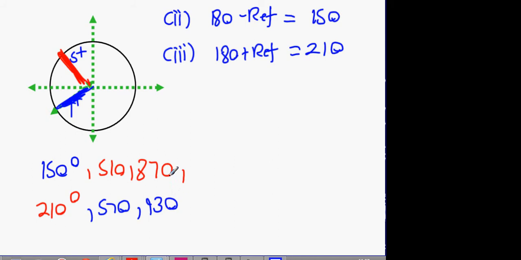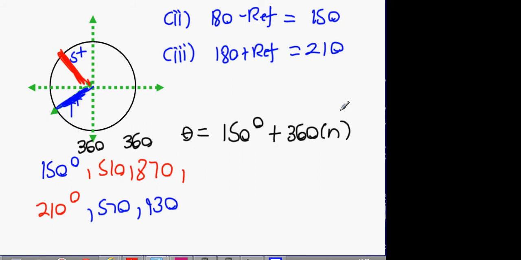So here's how we'd write it out in degrees mode. Are you listening? It's 150 degrees, and remember, there's a gap of 360 between each one. So theta is equal to 150 plus 360 times n. n represents the number of rotations. When n equals 1, it brings you to 510. When n equals 2, it brings you to 870.